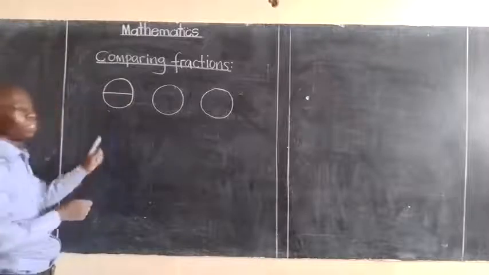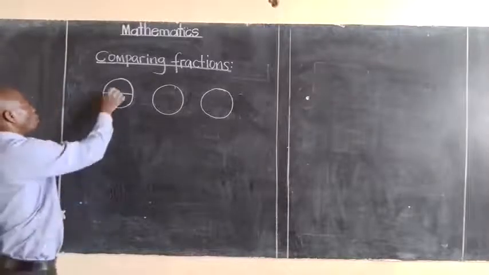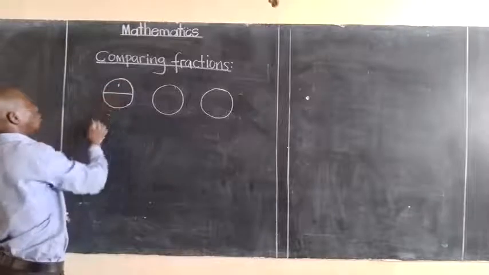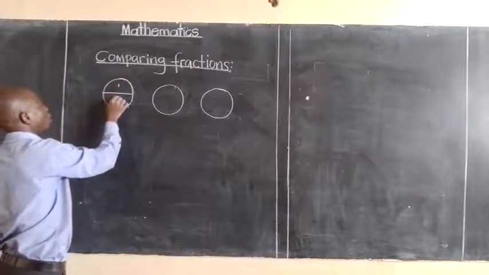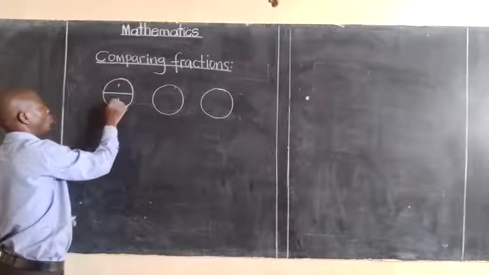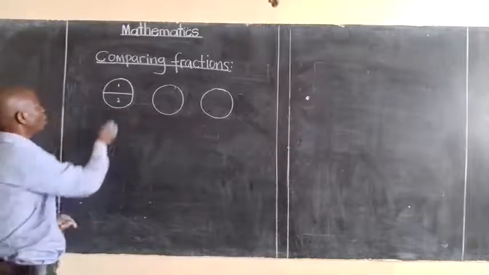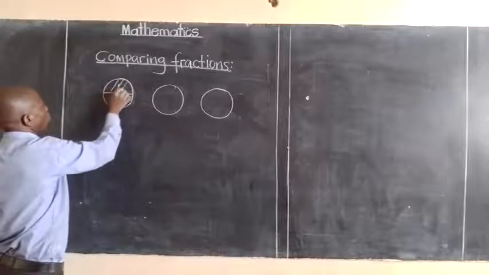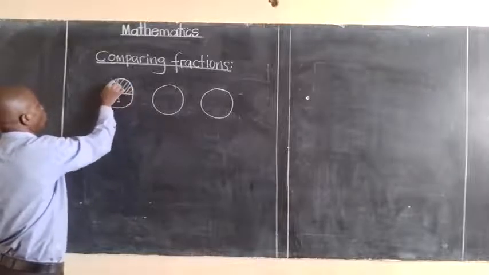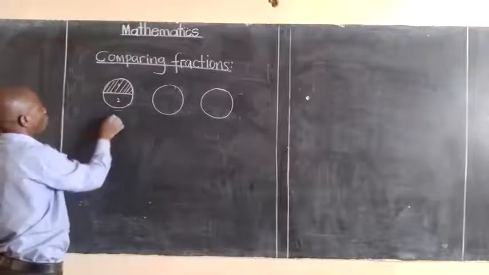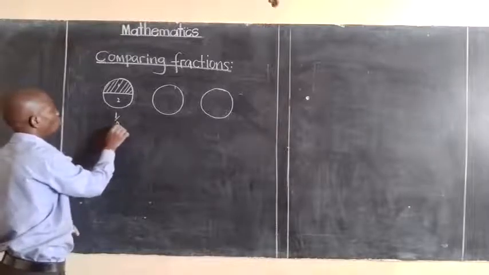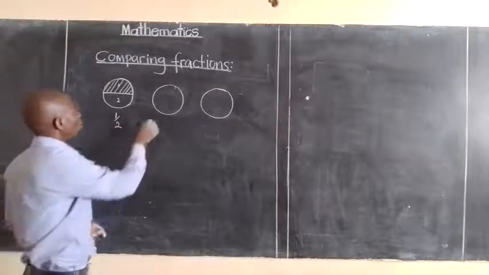So this has been divided into two. One, and this is another one. Two. So it has been divided into two. And now we are taking this one. This one is written as 1 out of 2. And now we have this one.